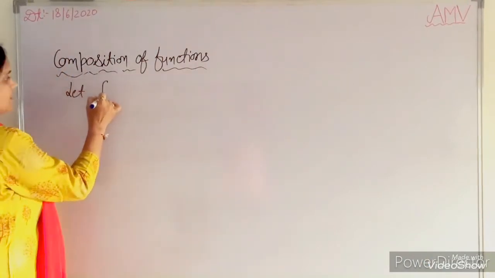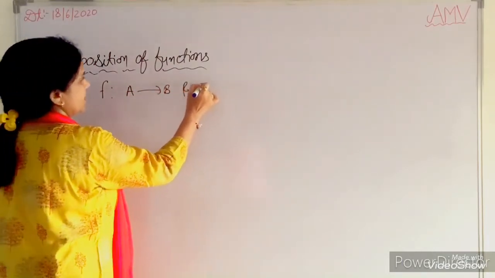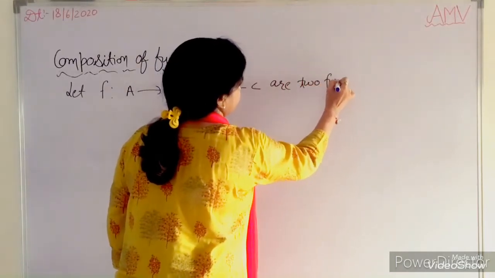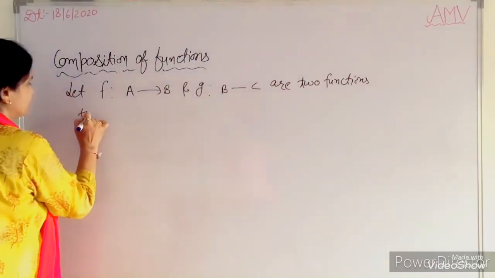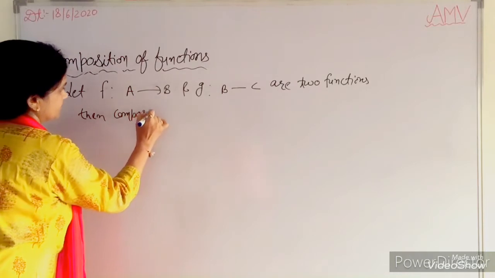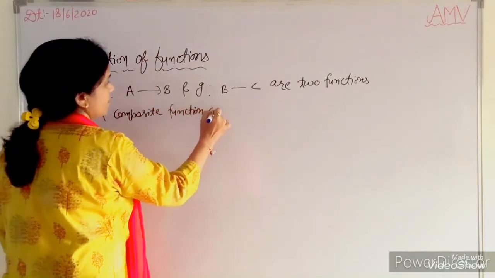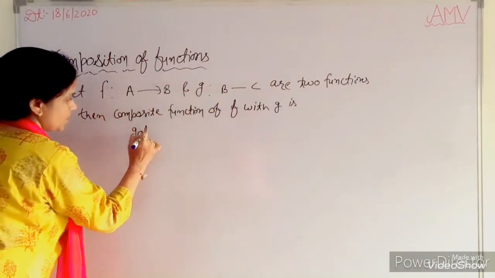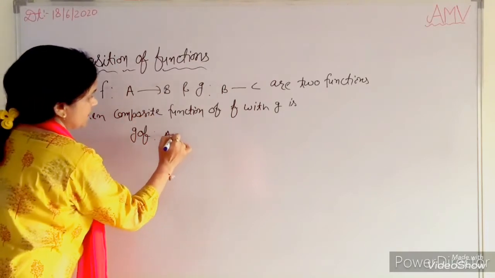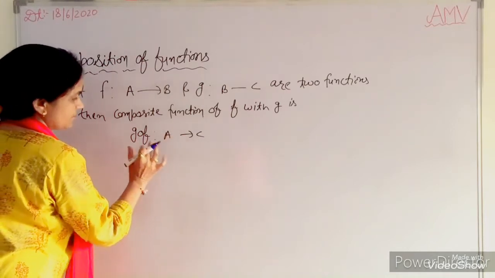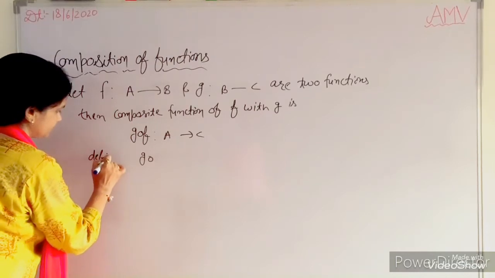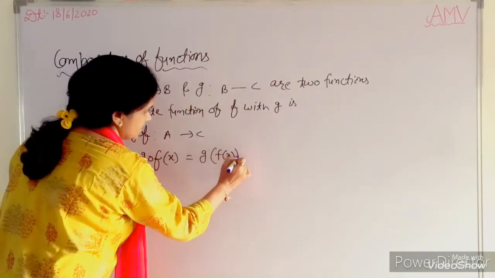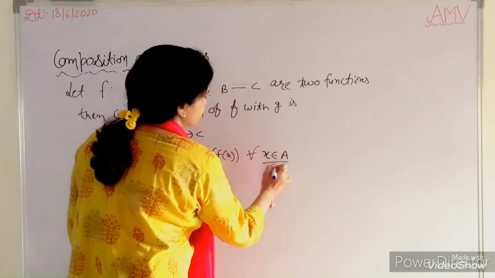Let f be a function from A to B and g be a function from B to C. Then the composite function of f with g is g o f, and it is from A to C. It is known as the composite function and defined as (g o f)(x) is equal to g(f(x)) for all x belonging to set A.